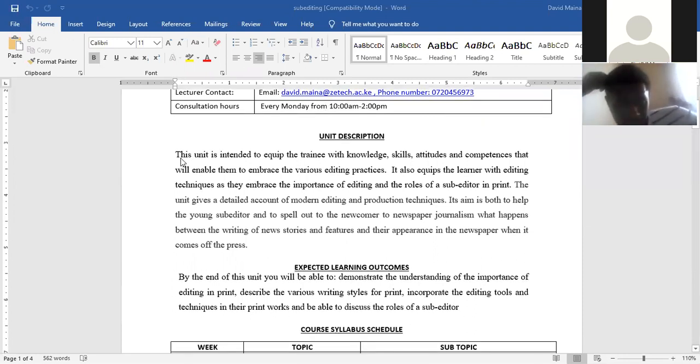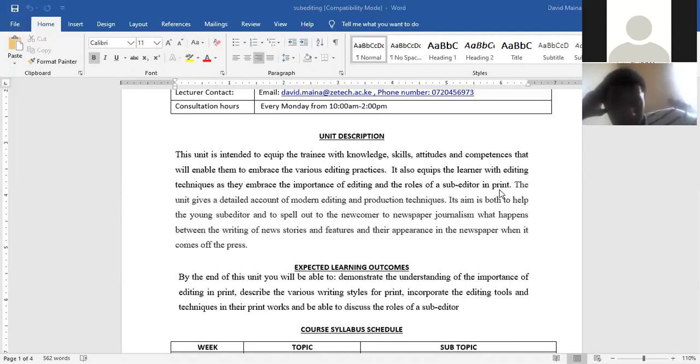The unit description simply states that this unit is intended to equip the trainee, that is you, with knowledge, skills, attitudes and competences that will enable them to embrace the various editing practices. It also equips the learner with editing techniques as they embrace the importance of editing and the role of sub-editor in print. Yeah, we are going to look at the role of sub-editor. What does a sub-editor do?